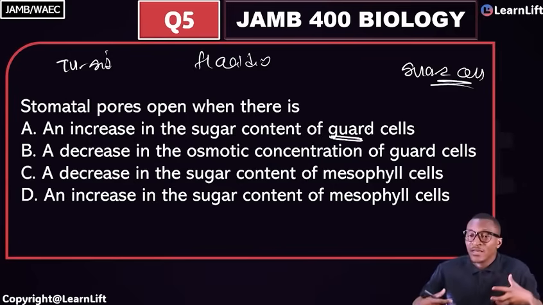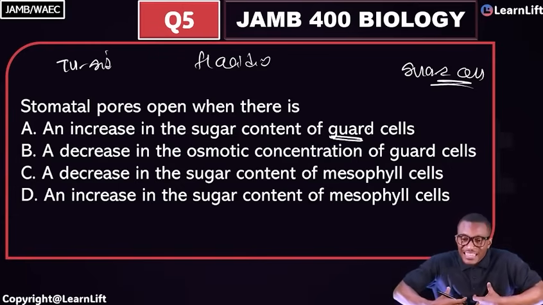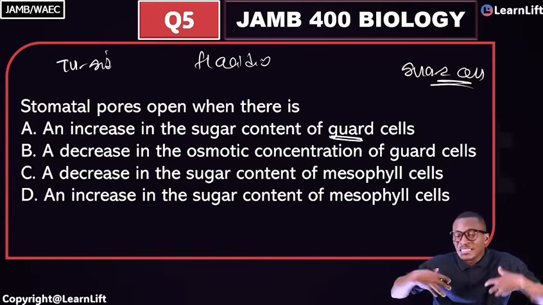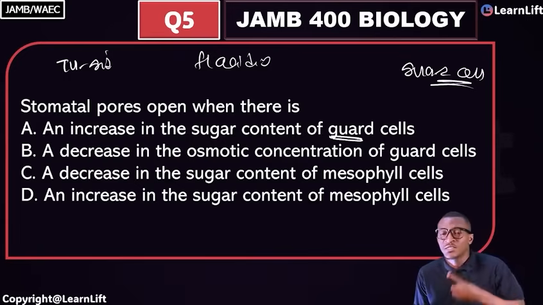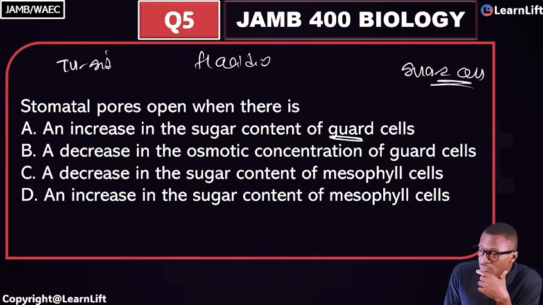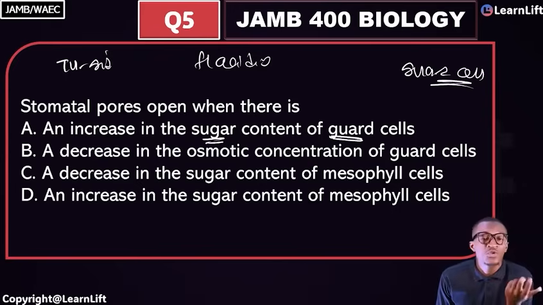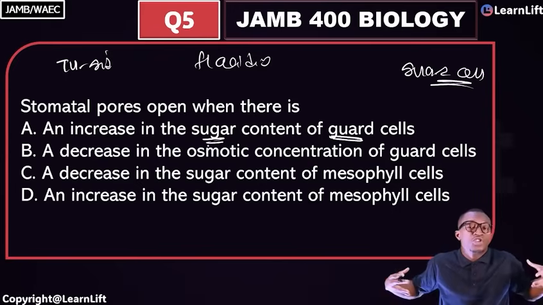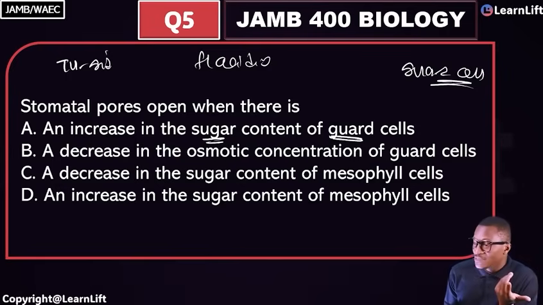When the concentration of the guard cell increases, that means the internal environment is more concentrated than the outer. What can cause concentration of the internal environment? Is that salt or sugar? The question says increase in sugar. Yes, increase in sugar will cause it to become turgid, right? And that's practically the answer.